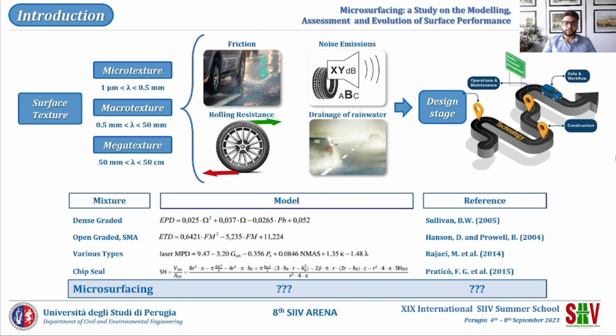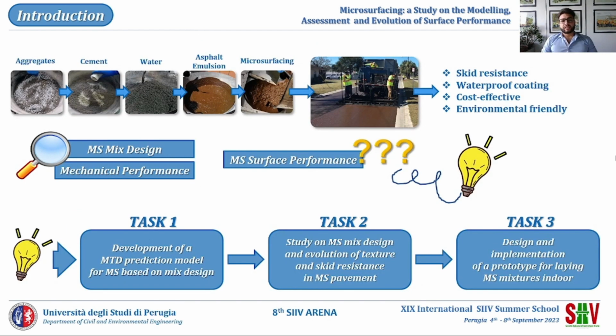And in fact, several prediction models can be found in literature, but very few studies deal with modeling macrotexture for surface maintenance treatments. Among these latter, microsurfacing is becoming very popular. It consists of a mixture of aggregates, polymer-modified emulsion, mineral filler, and water that, properly proportioned, are spread over a prepared surface with a very low thickness.